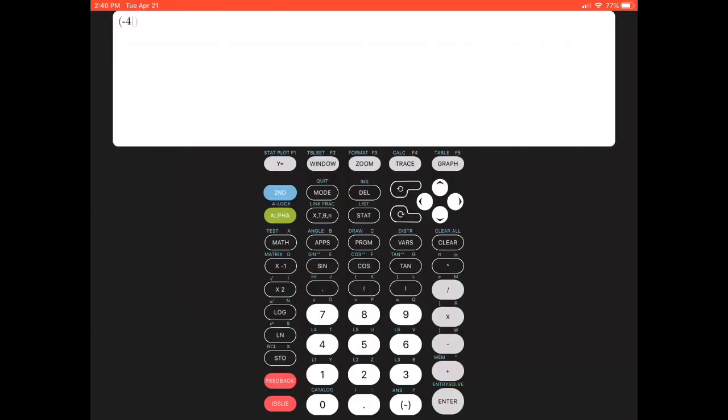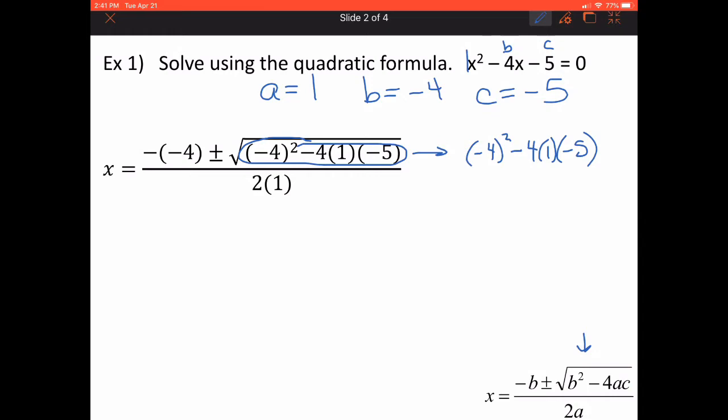Parenthesis, negative 4 parenthesis squared, then minus 4 parenthesis 1, and then end your parenthesis and a new one for negative 5. Okay, so that was the stuff underneath the square root. It's actually called the discriminant, which you'll talk about in Algebra 2. Alright, so I found that that value was 36, so I'm going to go plug it back in. So I have x equals negative of negative 4 plus or minus 36 under the square root. Notice I haven't done the square root yet, so I left it all over 2 times 1.